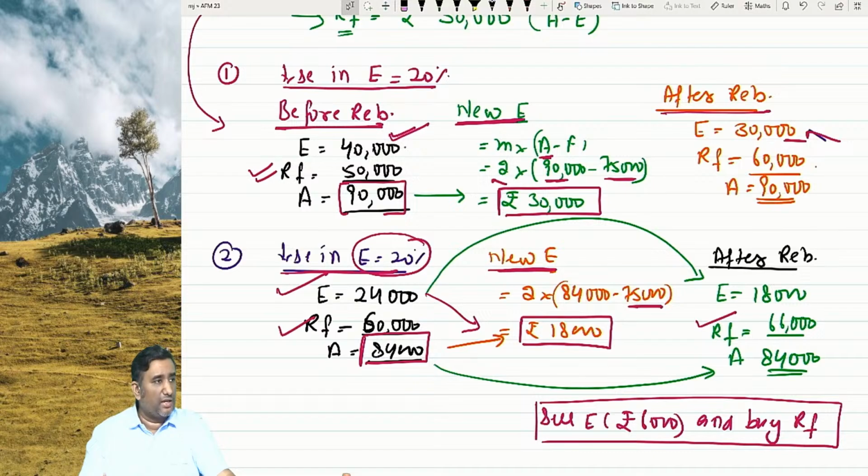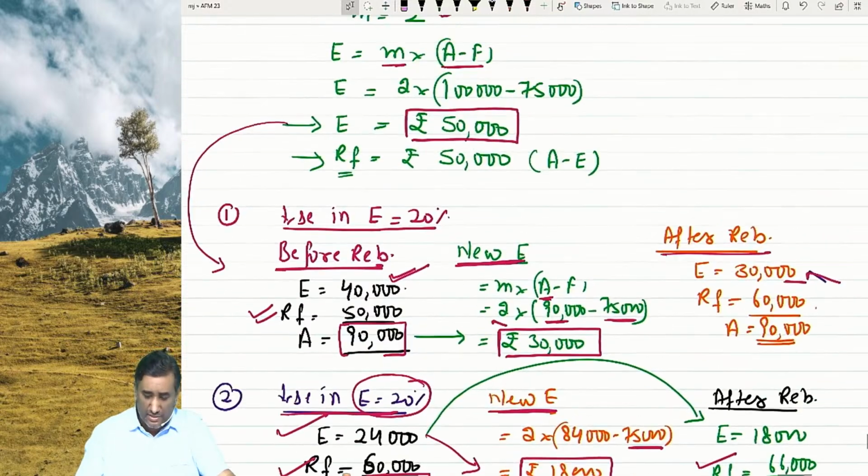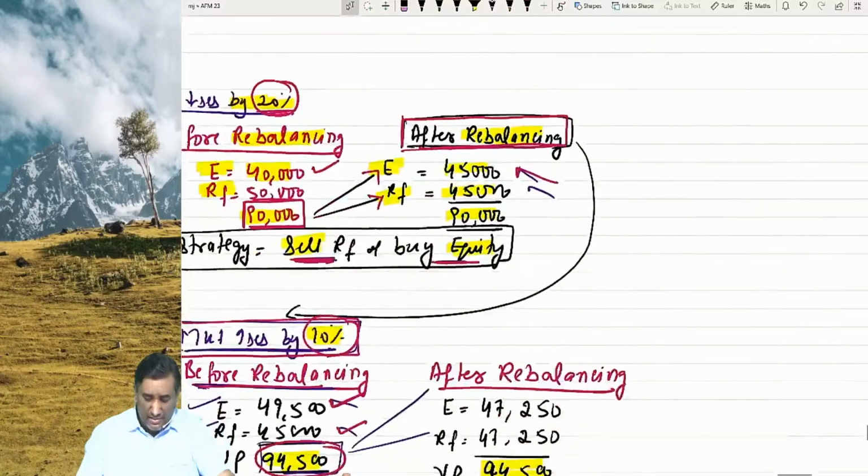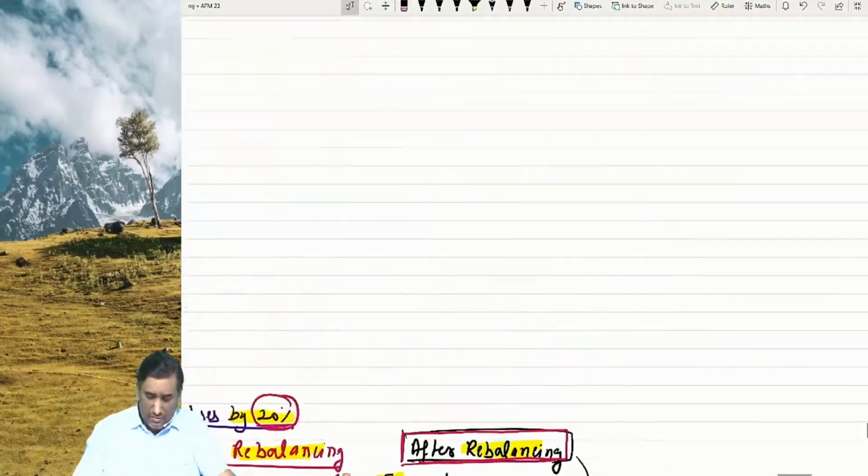That's why it's called kind of an insurance method. It's a portfolio insurance, what you have. So CPPI, constant proportion portfolio insurance, is the one which has been asked in the exam, I think. So I'll take the example.